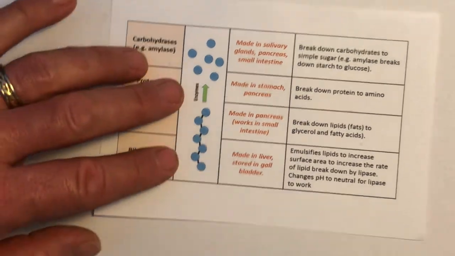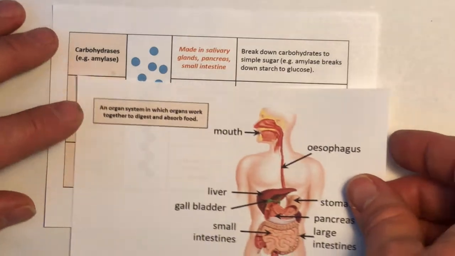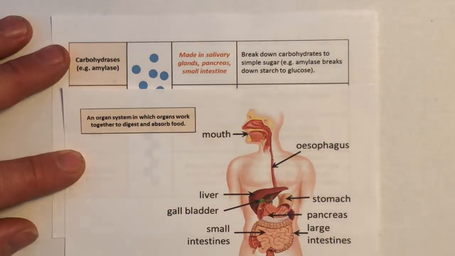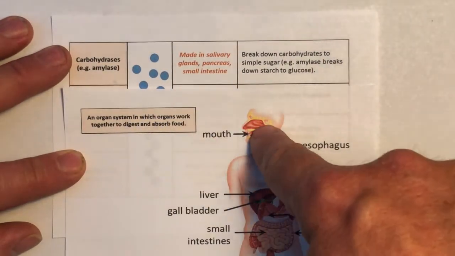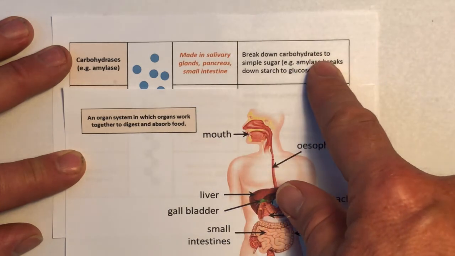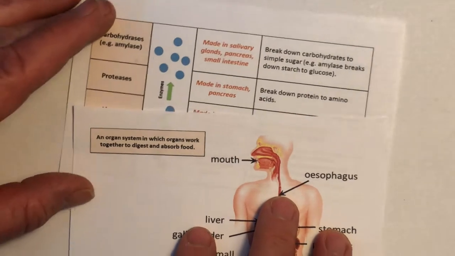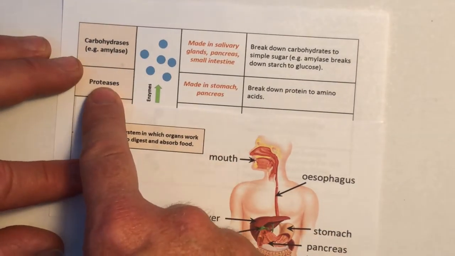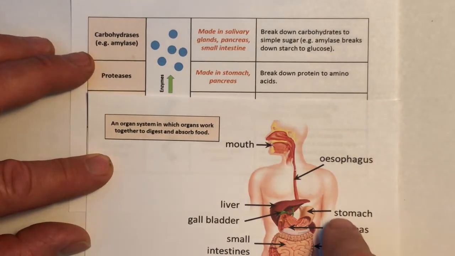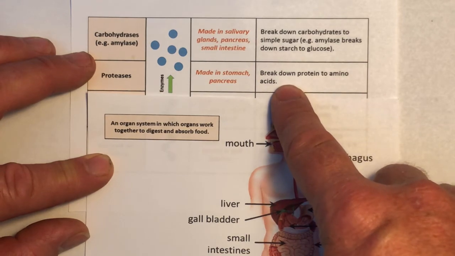So if we then look at both of these diagrams together. Okay, so carbohydrases are made in the salivary glands, the pancreas, and then the small intestine. Their role is to break down the carbohydrates to simple sugars, for example, starch to glucose. Proteases are made in the stomach and in the pancreas. They break down proteins to amino acids.